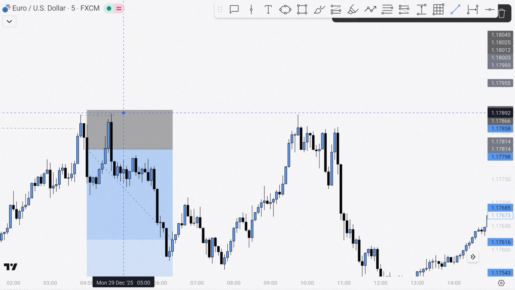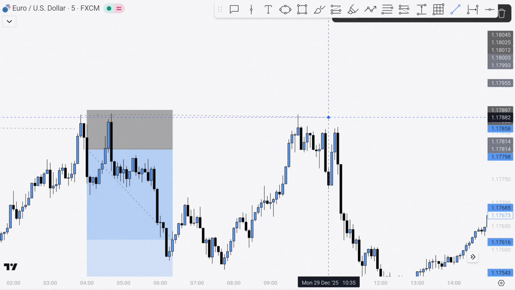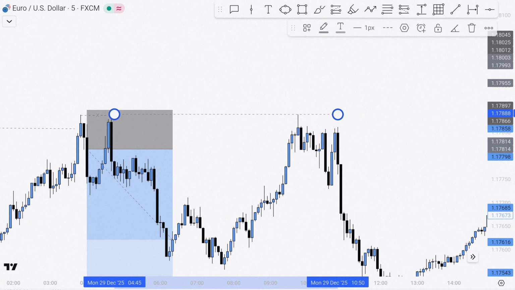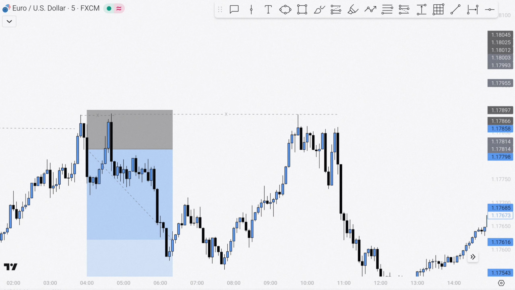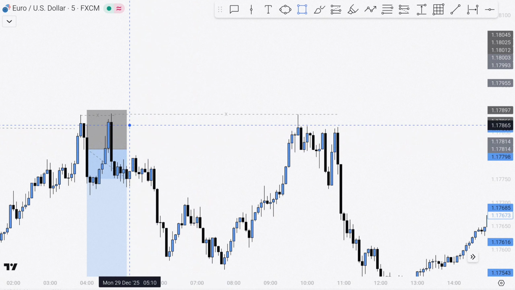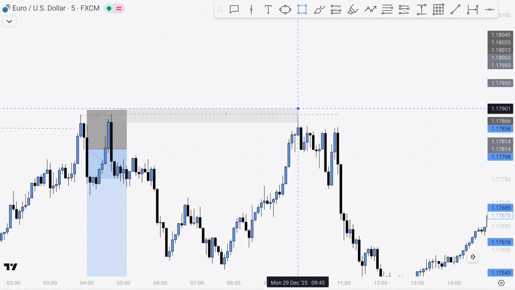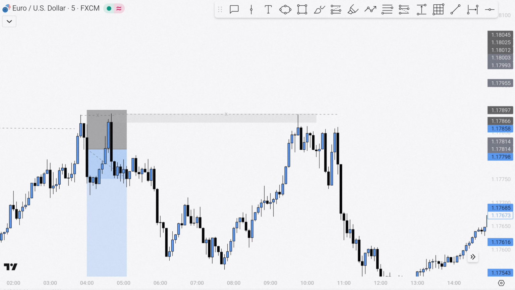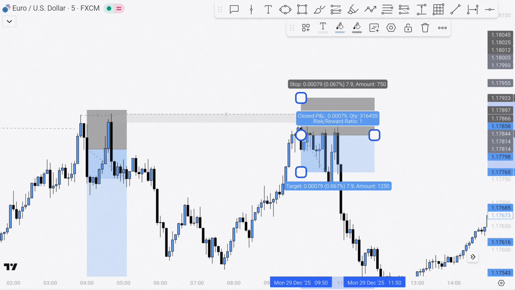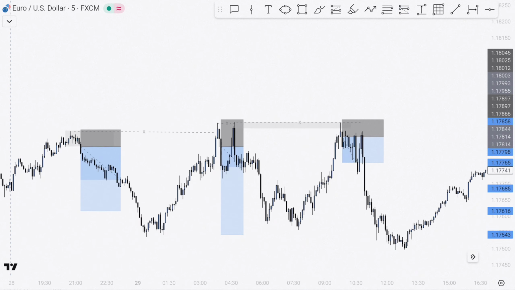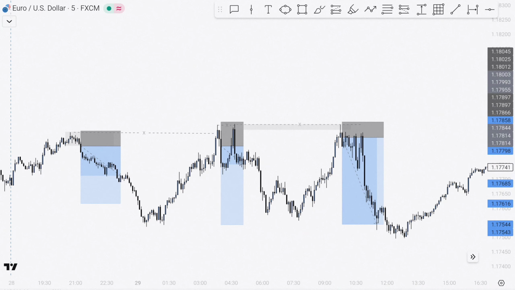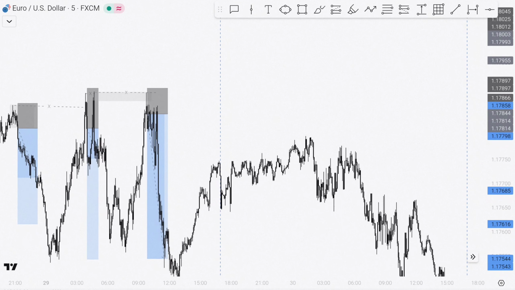Again market moved to the upside on the same day and didn't sweep the liquidity of this high, but it mitigated this unmitigated wick which was at this point. And based on the single candle order block, this is your entry at this point, this is your stop loss, and you can target the next low again. In this way you can trade almost every day.